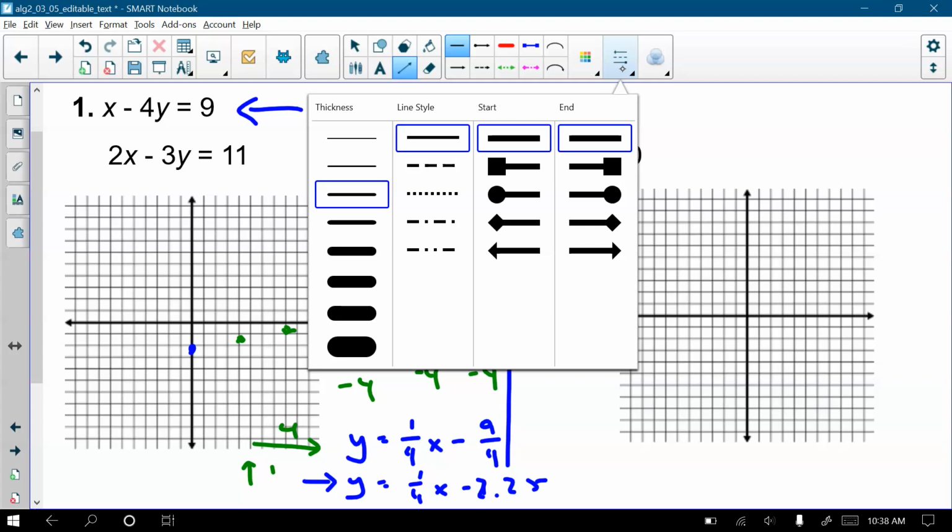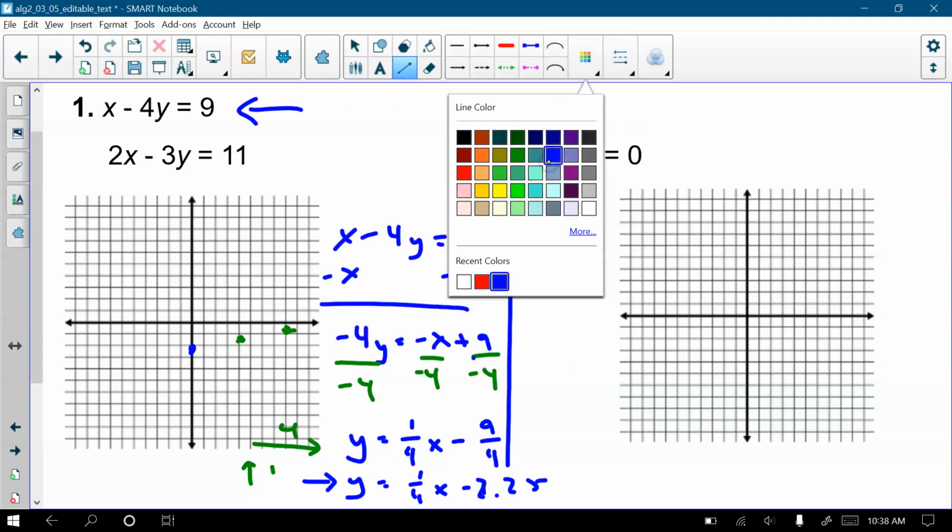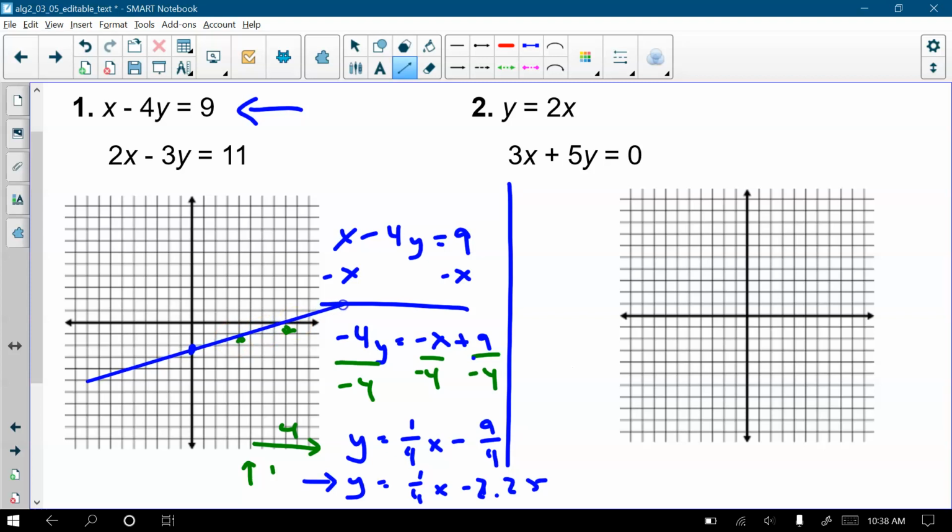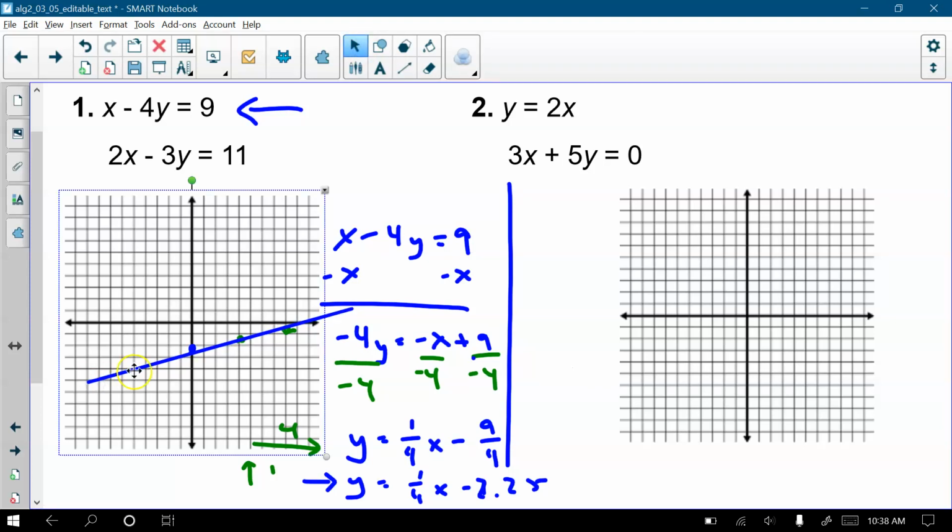Let's go ahead and do blue. Okay, so you can see, kind of horrible at this, even with the computer. So let's not judge.